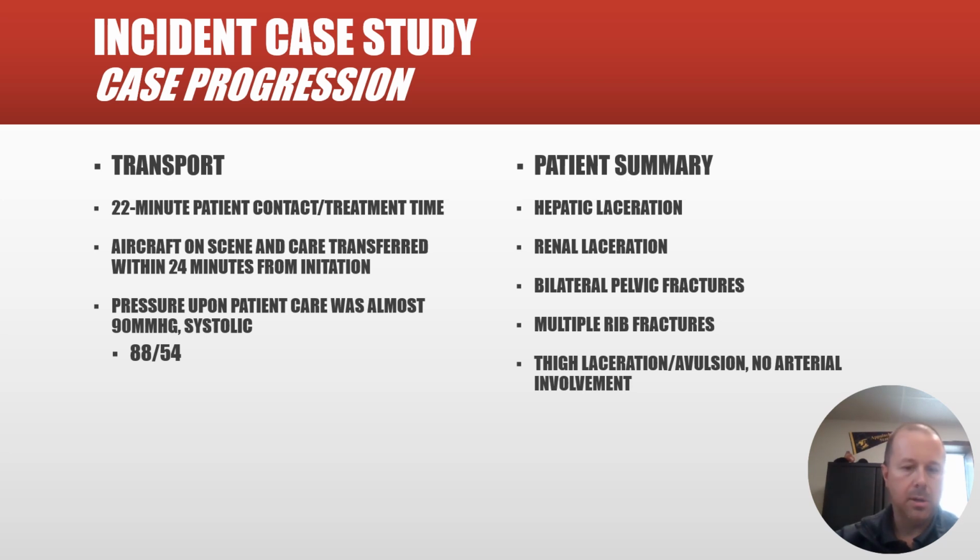The pressure upon patient contact care was almost 90 systolic. It was actually 88 over 54. The report that we got back from the hospital was she had a hepatic laceration, a renal laceration, bilateral pelvic fractures, multiple rib fractures, and she had a laceration to her thigh with an avulsion, but there was no arterial involvement.